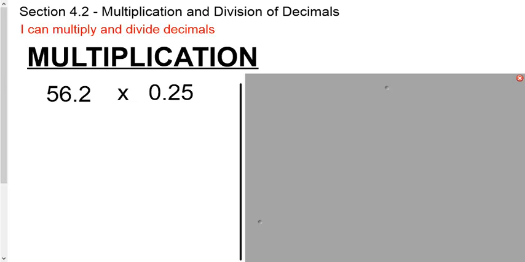Sloppiness is usually what gets in the way of people when they're multiplying or dividing decimals, or they've just not done it for so long that they make simple mistakes. Let's just do a quick little review. But remember, the key is trying to be as neat as possible.